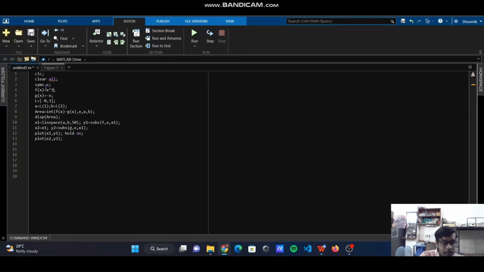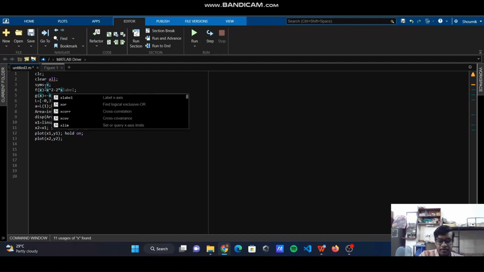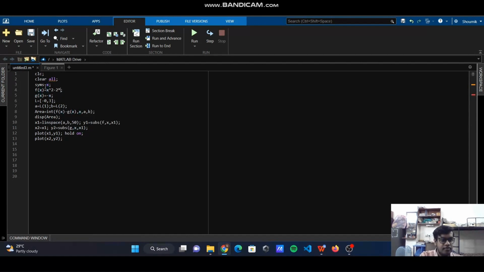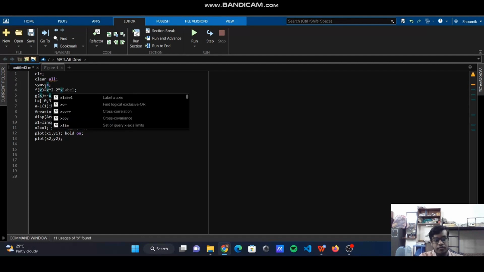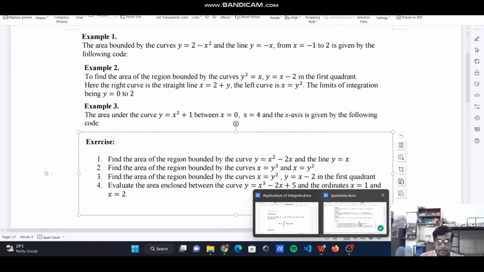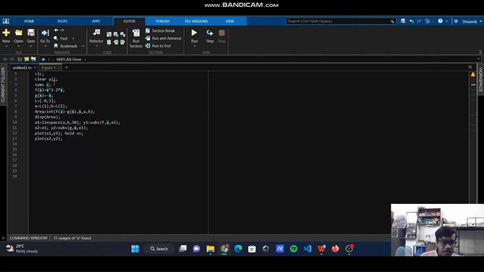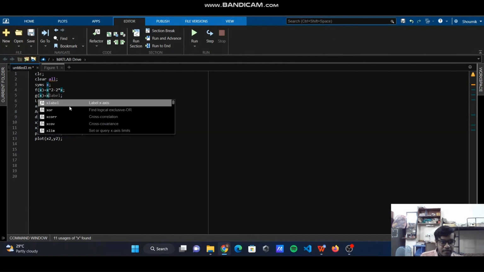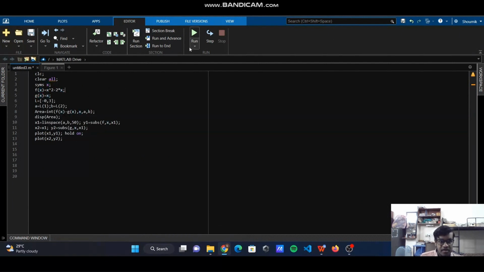So x square minus 2x. Also 2 star x, not 2x. 2x won't fly. 2 star x, it only understands 2 star x. If you write 2x, it will think that's a new variable. x square minus 2 star x, and x. f of x minus g of x, 0 to 3.